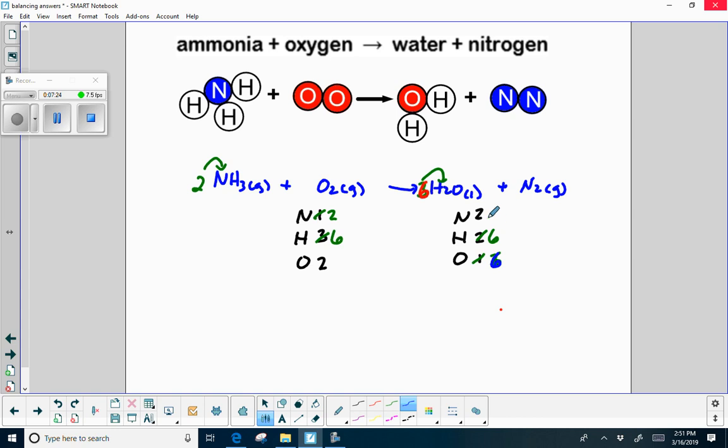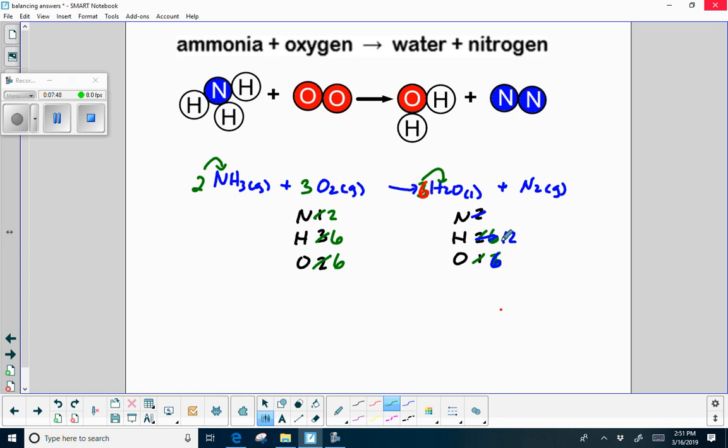And what do I have now? Well, I got 12 hydrogens, which has messed me up a little bit. So I'm going to go back on this side. I'm going to try to fix the oxygen. So remember we had 6. Let's make this into a 6. It's very easy to do. Put a 3 in front. And then with my 6 oxygens, looks like we're okay.